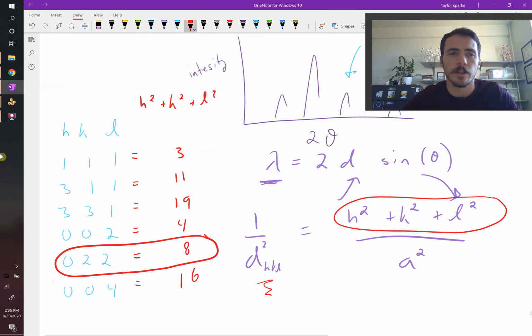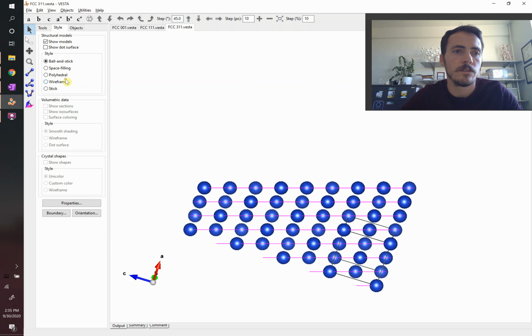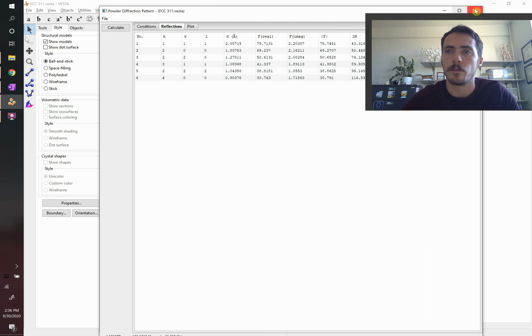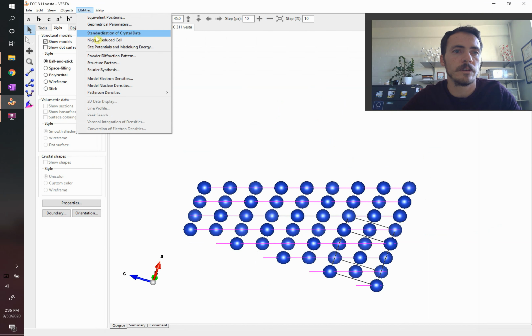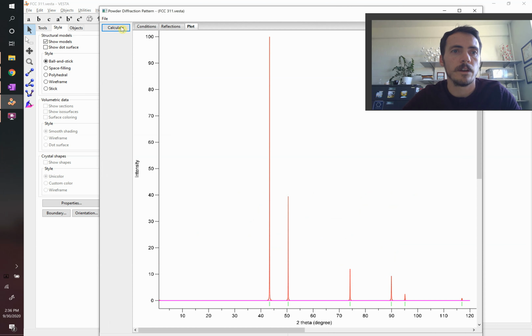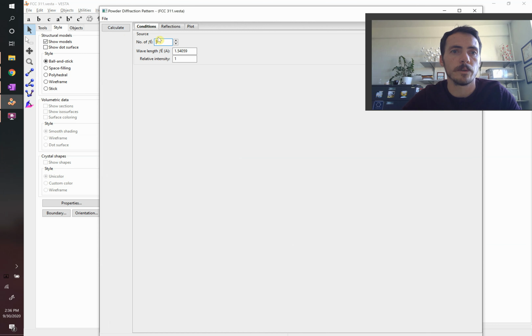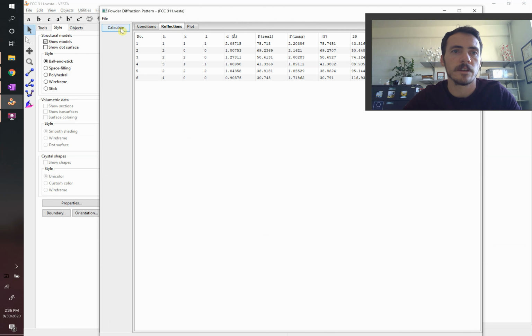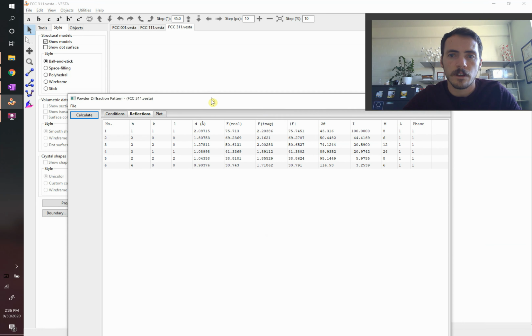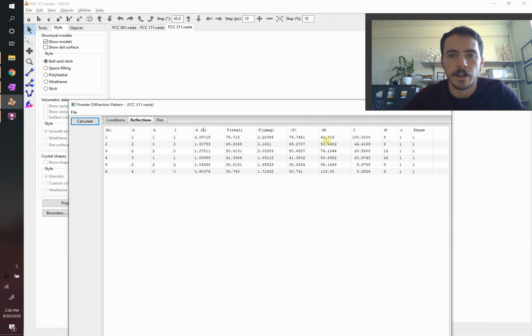Let's double check and see if we got this right. When I come over here to the FCC structure for copper, we can go ahead and simulate the X-ray diffraction pattern. If you don't know how to do that, I'll show you how real quick. You come up here to Utilities, go to Powder Diffraction Pattern. We're going to calculate it. First, we're going to set some conditions, make sure that the copper radiation is selected. So great, let's hit Calculate, and here we have it. So here's the first reflection happening at the lowest value of 2 theta at 43 degrees. You'd expect to see the 111.